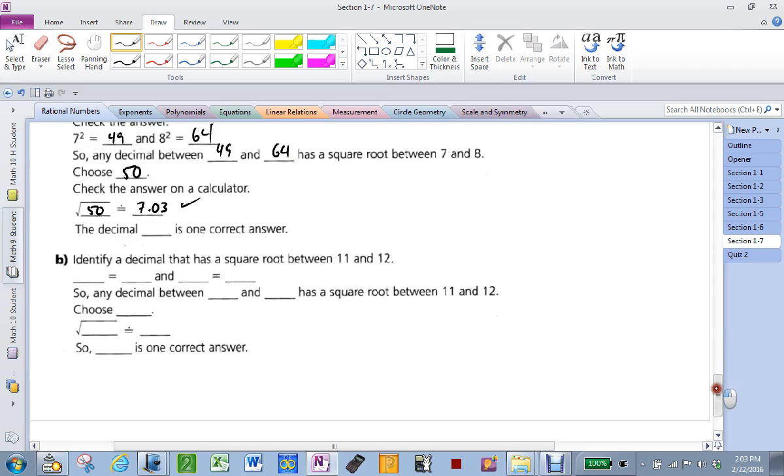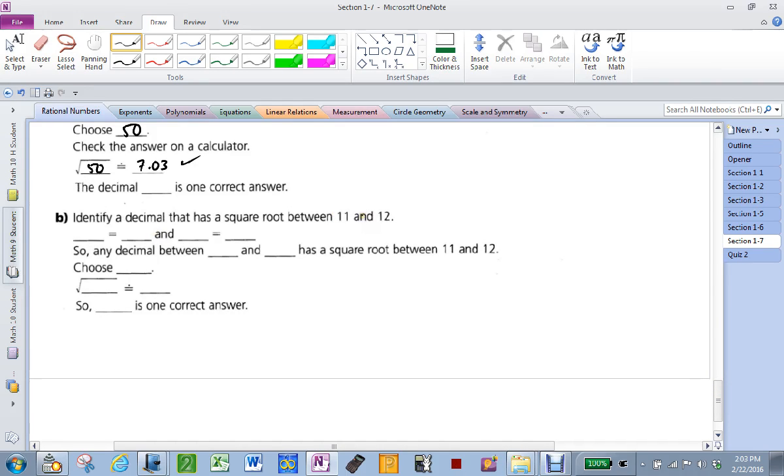Okay? Last one, and then you're free. 11 and 12. So what's it got to be between? 11 squared is what? 121. And 12 squared is 144. So any decimal between 121 and 144. Which decimal? Any decimal. So somebody give me a decimal between 121 and 144.